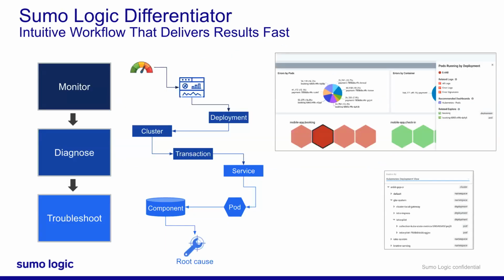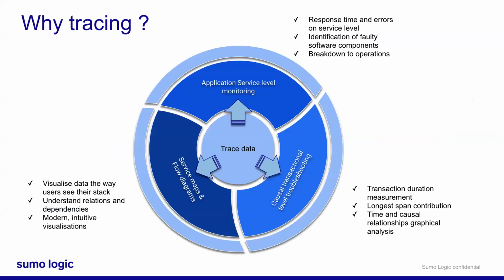The Sumo Logic differentiator. Sumo Logic can help you to monitor, diagnose, as well as troubleshoot your entire application infrastructure. We automatically discover the dependencies between various different components within your application, and we help you to, one, monitor your entire application stack. We help you to diagnose it, and we help you to troubleshoot the issue and then fix it so that your application is highly available and available for your customers to meet your SLA requirements.